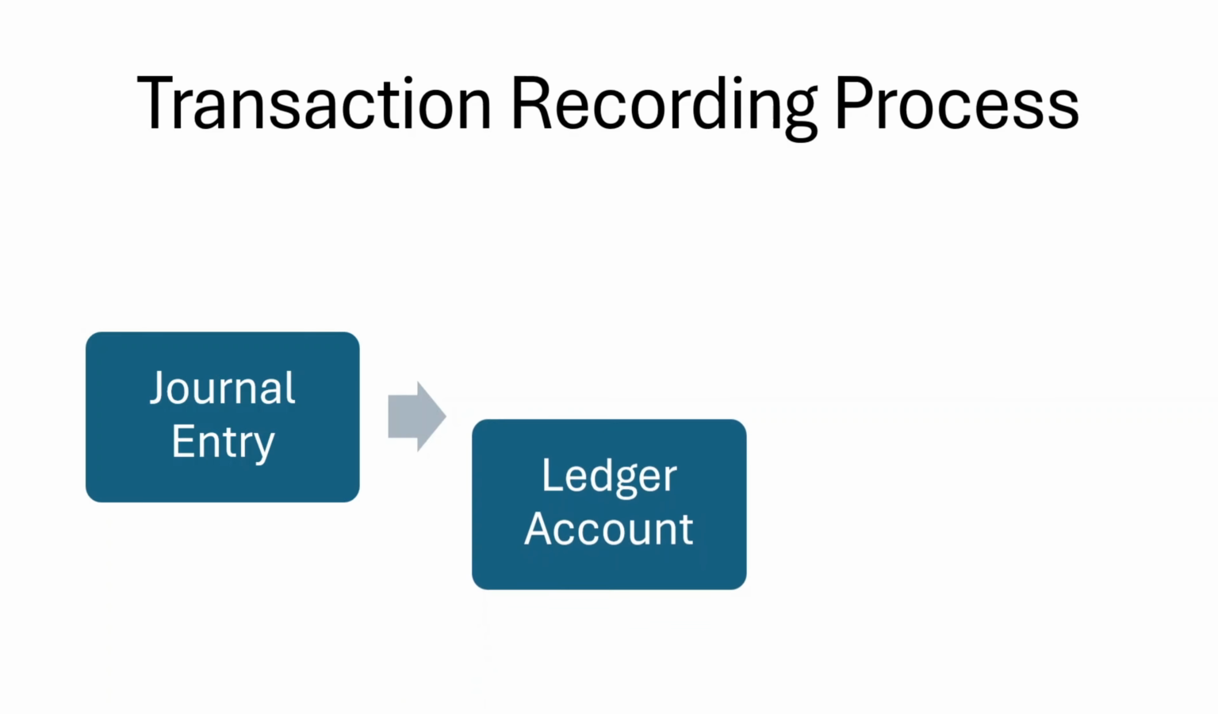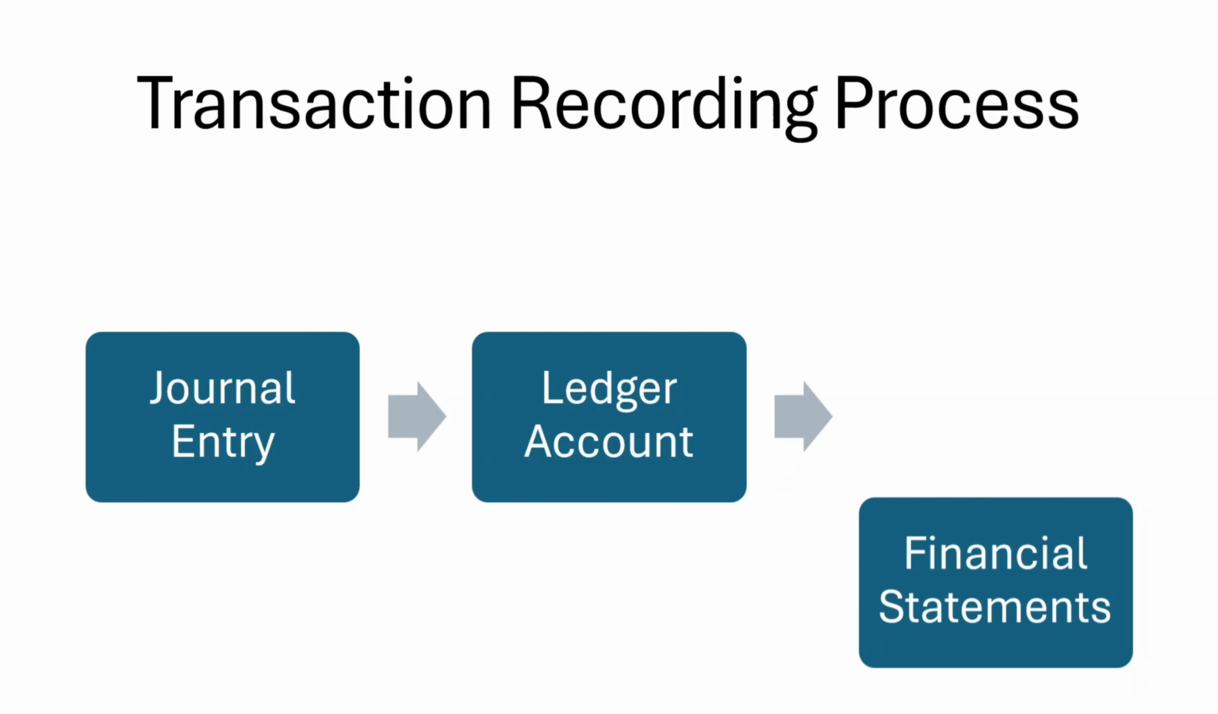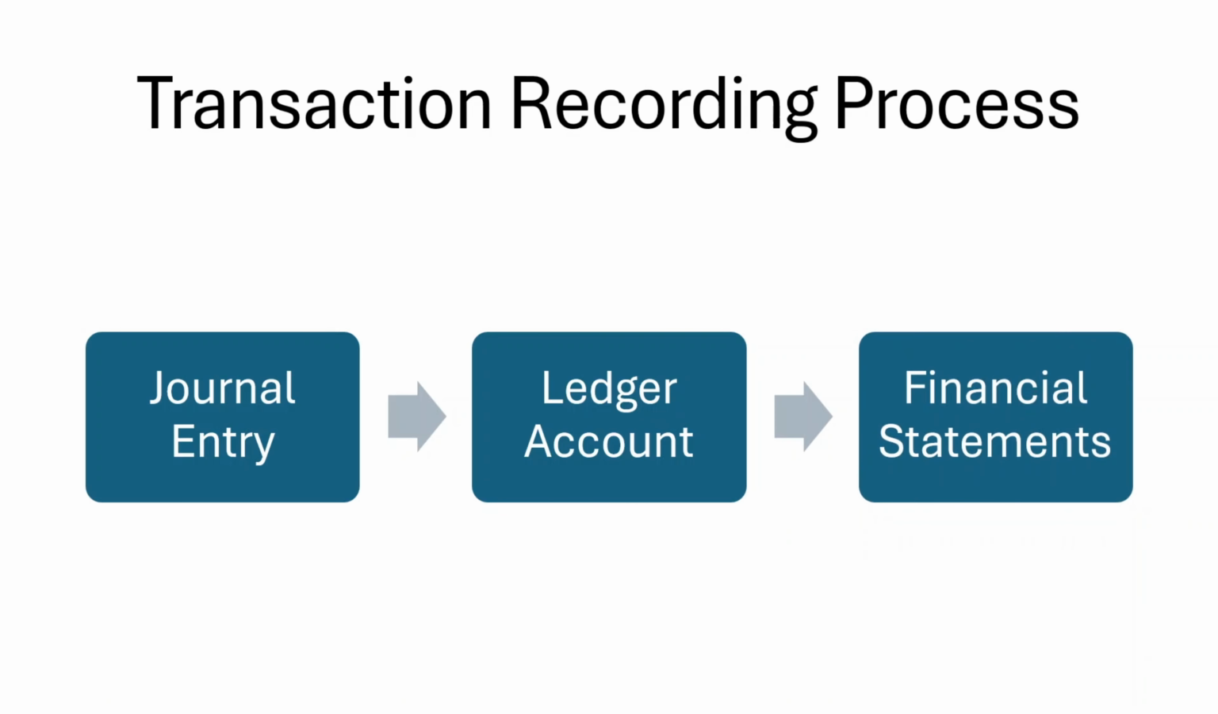Let us look at the overall process of a transaction. It starts as being recorded in the journal entry, then it goes to the ledger account, and lastly, those balances in the ledger accounts are used to make the financial statements. Today, we are looking at the ledger accounts where we have the T accounts.